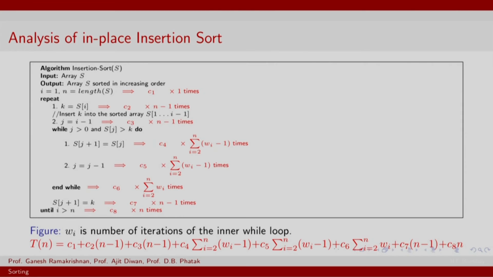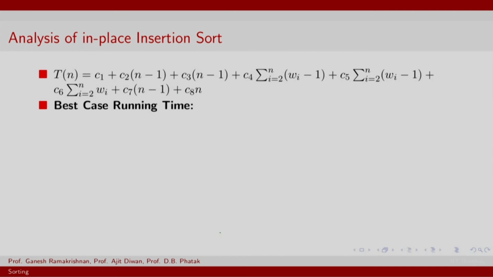The only thing that needs to be elaborated a bit upon is what happens to these summations in the worst case and in the best case. Everything else seems to be order n. So, best case running time: what will be the best possible scenario for the Wi's? Is there a way that you can avoid shifting altogether? Can the Wi's be basically 1?